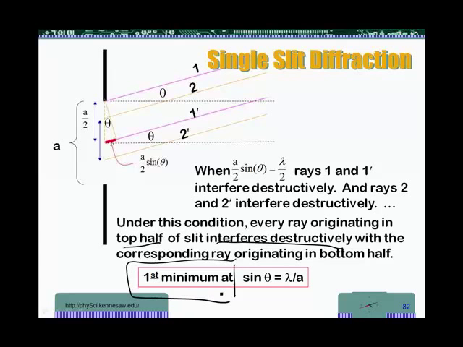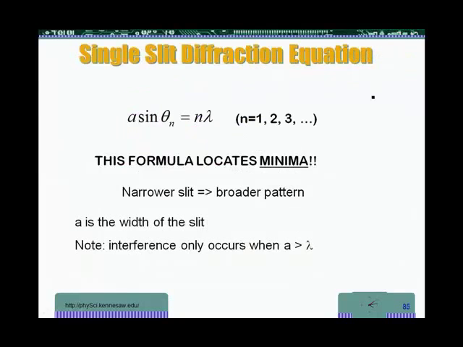Now, what would that minimum be given by? If you look at the equation here, the half cancels out, and that gives us sine theta equal to lambda over a. That reminds us very much of the equation d sine theta equal to lambda. Now, a here is the width of the slit. Theta is the angular position of the first minimum, and you understand what lambda is.